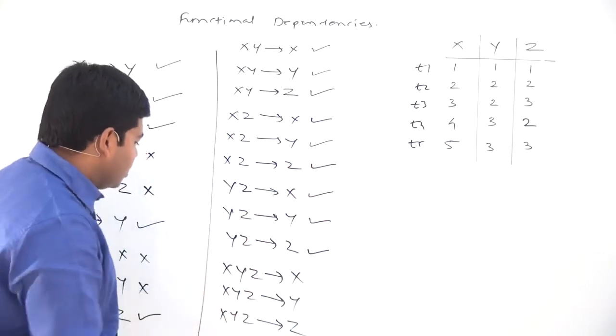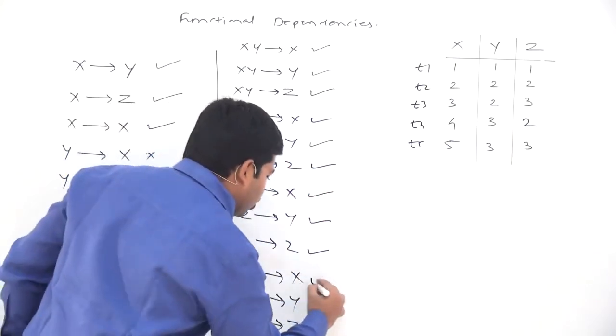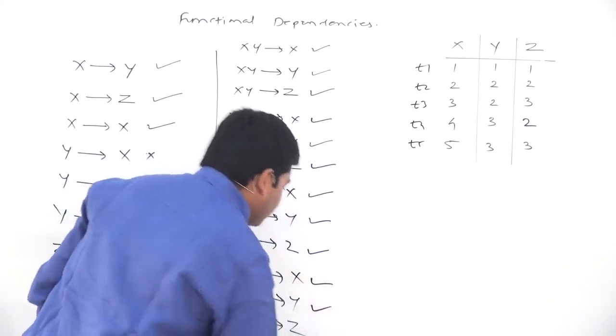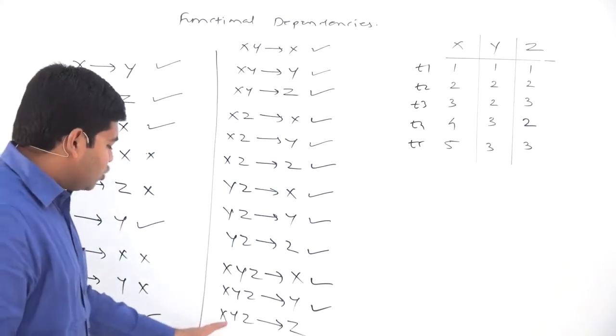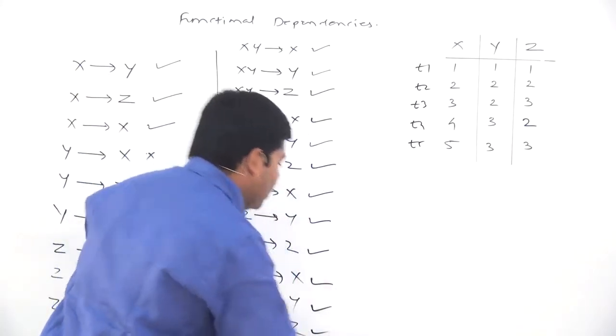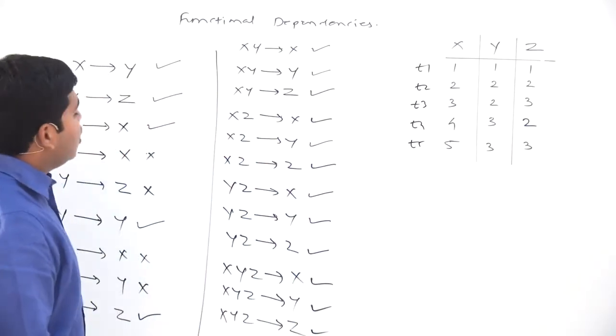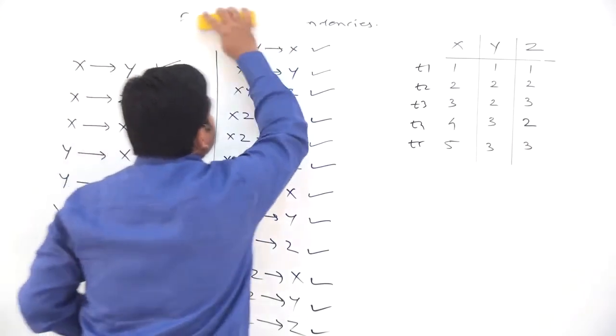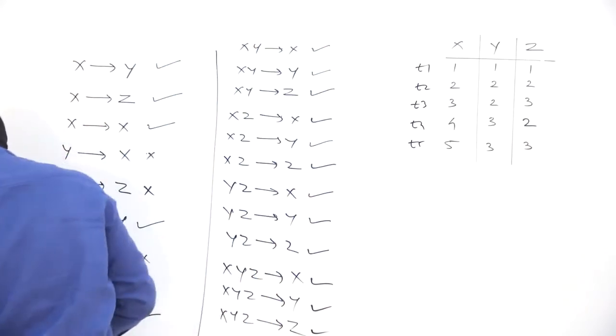And last part, xyz will always give you the value of x, trivial question. Xyz will always give you the value of y, again trivial question, and xyz will always give you the value of z, again a trivial question. So what does that mean? It means, let us generalize this rule.